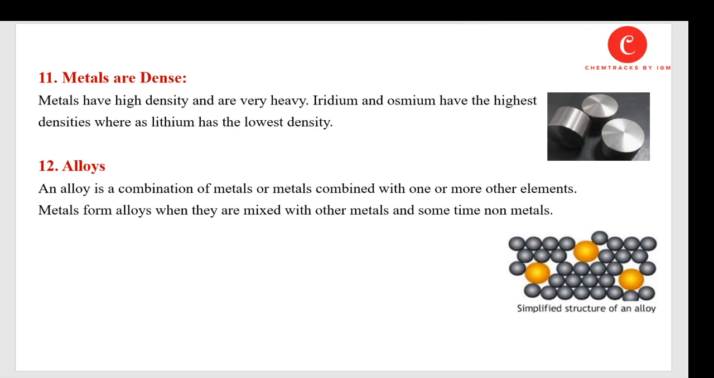So these are some properties and features of metals that differ from non-metals or metalloids, on the basis of which we classify metals as another class of elements.